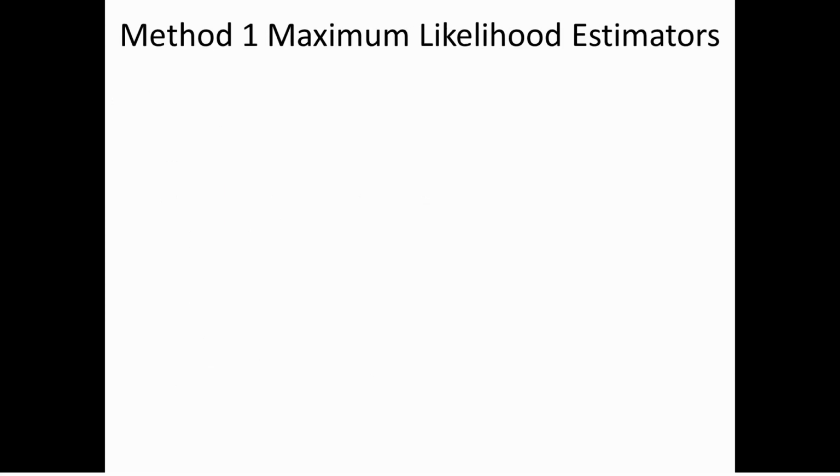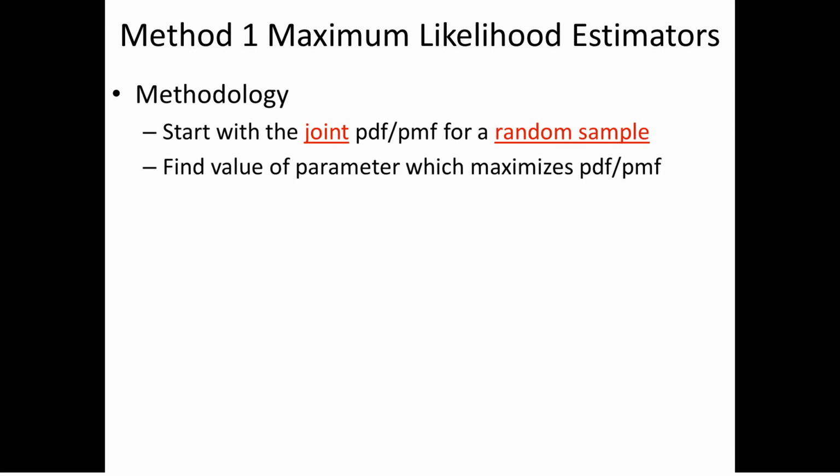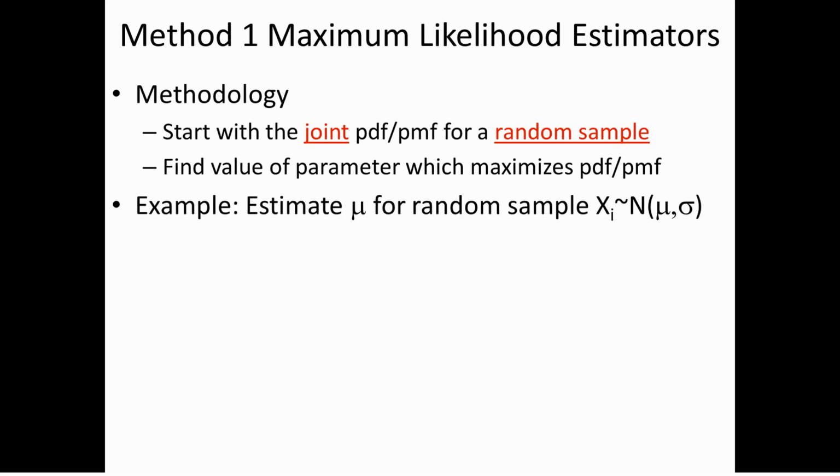Okay, the first method we have is called the maximum likelihood estimator. How does it work? Well, what we do first is we start with the joint PDF or PMF for a random sample. Then we go ahead and find the value of the parameter which maximizes the PDF or the PMF for that random sample. Let me show you how it works. Suppose we're trying to estimate mu from a random sample where the variables are distributed like a normal distribution with mean mu, standard deviation sigma. I'm always going to let the sample size be n, so I'm not going to bother putting i equals 1 to n here.